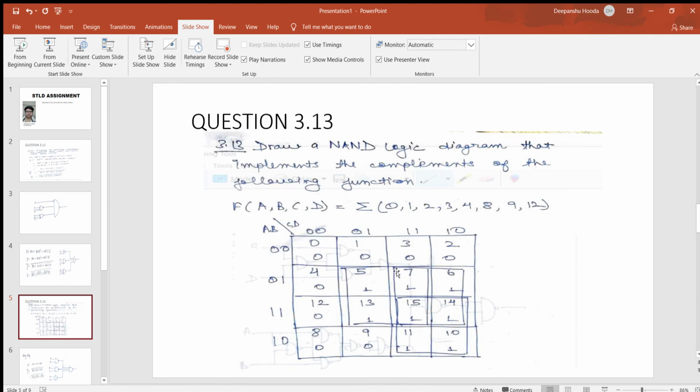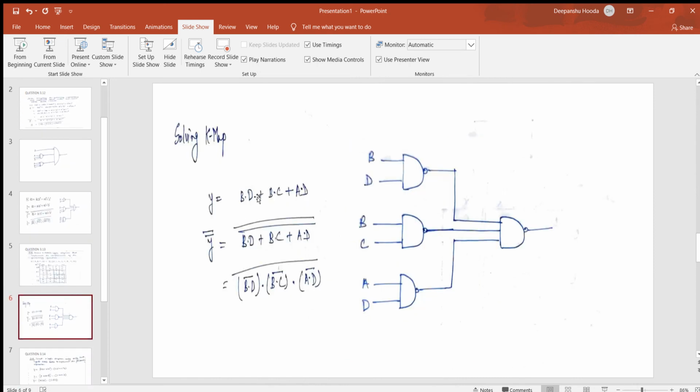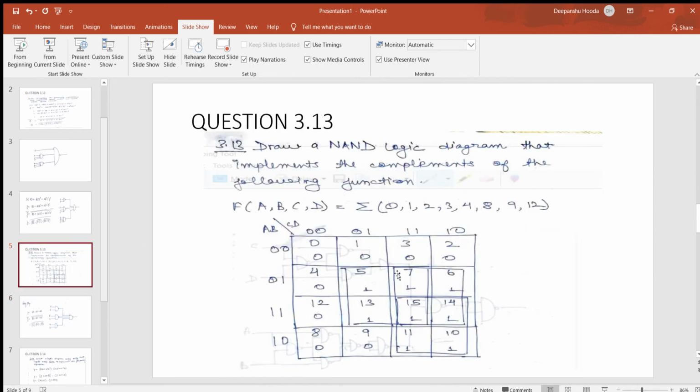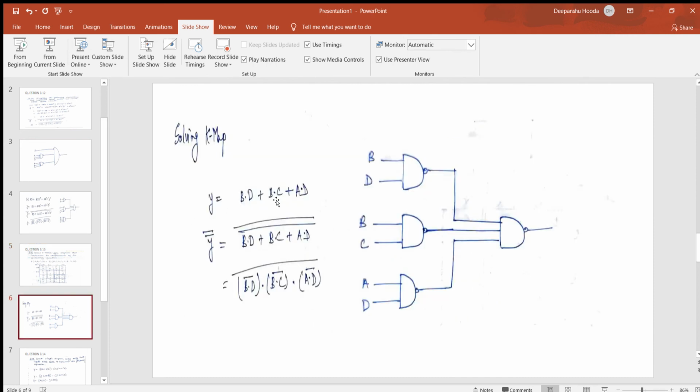So let's focus on this very first group. As we can see, B is common in this one, and D is common, because C is 0 in this and 1 in this. So we have D common and B common, and we can write it as B dot D. Again, let's move on to the next part, which is this square. Here B is common again, but instead of D, here we have C common. So that makes it B dot C.